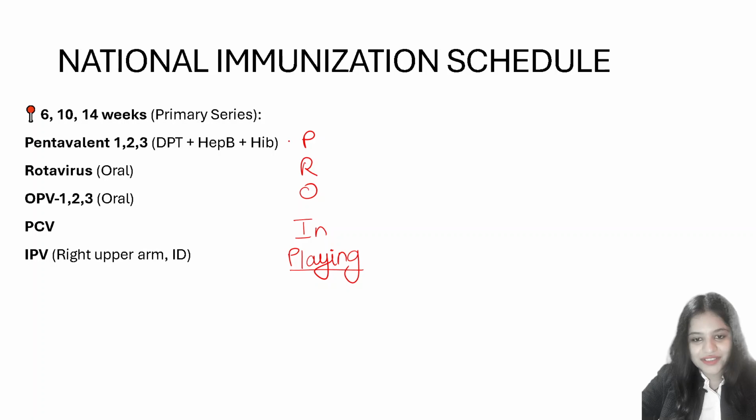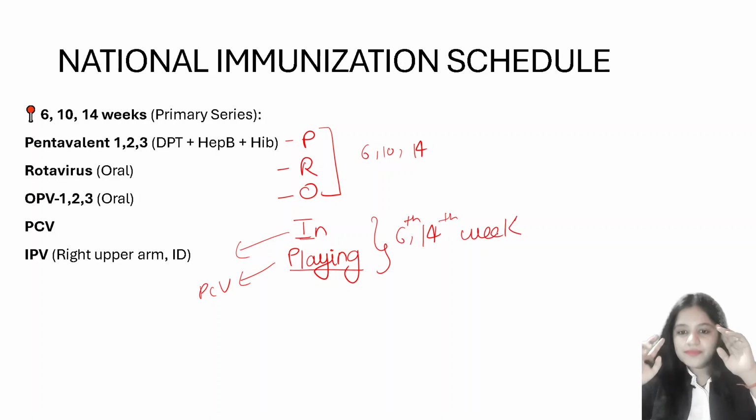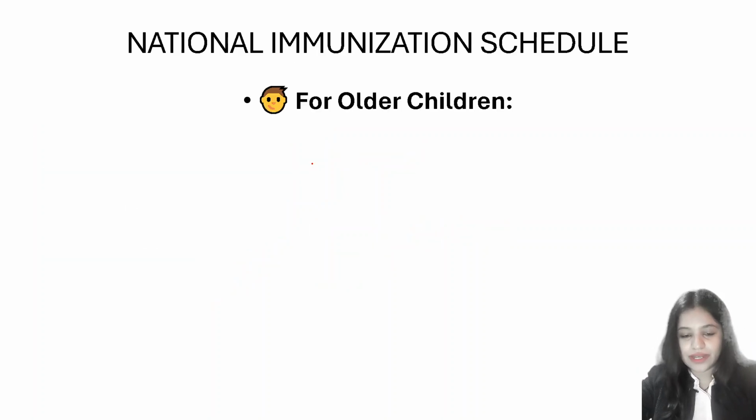So, P stands for your pentavalent vaccine, R for rotavirus and O for OPV. These are given at 6, 10 and 14 weeks. But I for your IPV and P for PCV are only given at the 6th and 14th week. Clear? Now we'll move ahead.